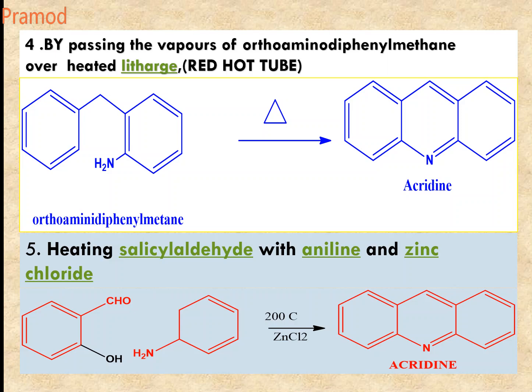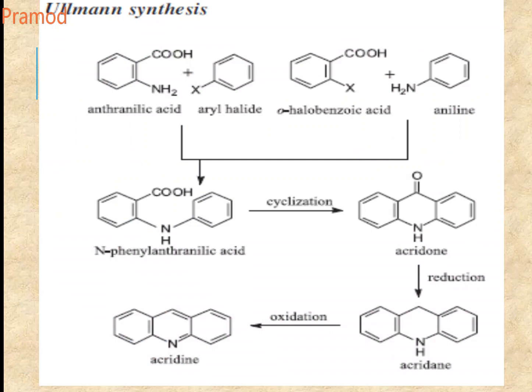So these are the five methods for the synthesis, and the last is your Ullmann's method. What is Ullmann? Basically, it is a coupling. You take anthranilic acid or an aryl halide, an ortho-halobenzoic acid, along with aniline. You can interchange it. It is nothing but a reaction between your amine and your halogen compound, followed by condensation with the carboxylic acid, which forms an acridone. So the first step is the reaction between amine and chloride, followed by cyclization. When you heat it at high temperature, it forms acridone, and acridone on reduction gives you acridine, which further on oxidation, that is removal of hydrogen, gives you your acridine. So this is your Ullmann synthesis of acridine.